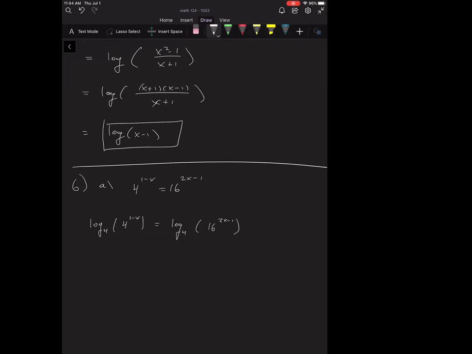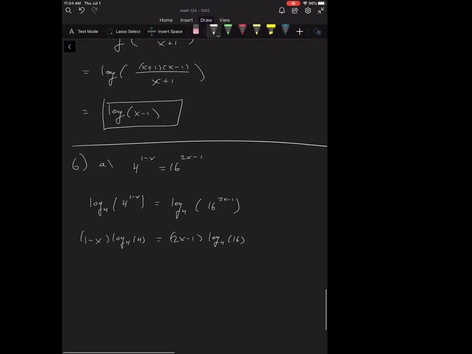And now what we're going to do is bring those powers into the front. So on the left-hand side, we have a power of 1 minus x, and log base 4 of 4. On the right, we're going to have 2x minus 1, log base 4 of 16. So log base 4 of 4 on the left, that's just 1. So we have 1 minus x. And then notice this off to the side, if we had log base 4 of 16, this is just the same thing as log base 4 of 4 squared. And we can bring that 2 into the front. So this is going to be 2 log base 4 of 4, which is just equal to 2.